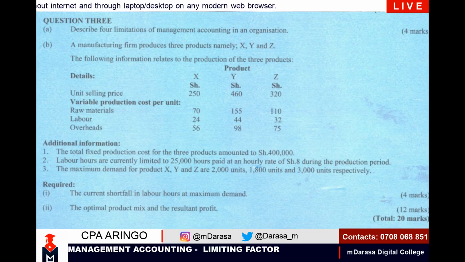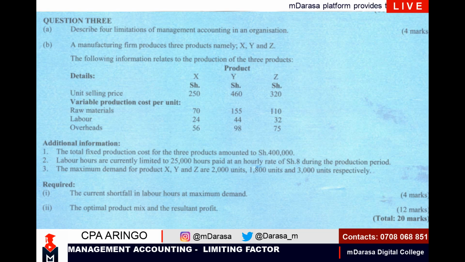So this is what you are told. Part A, describe 4 limitations of management accounting in an organization. The beauty part of it is that we have all that. Then come to part B of the question. You are told that a manufacturing firm produces 3 products, namely X, Y, and Z. The following information relates to the production of the 3 products.